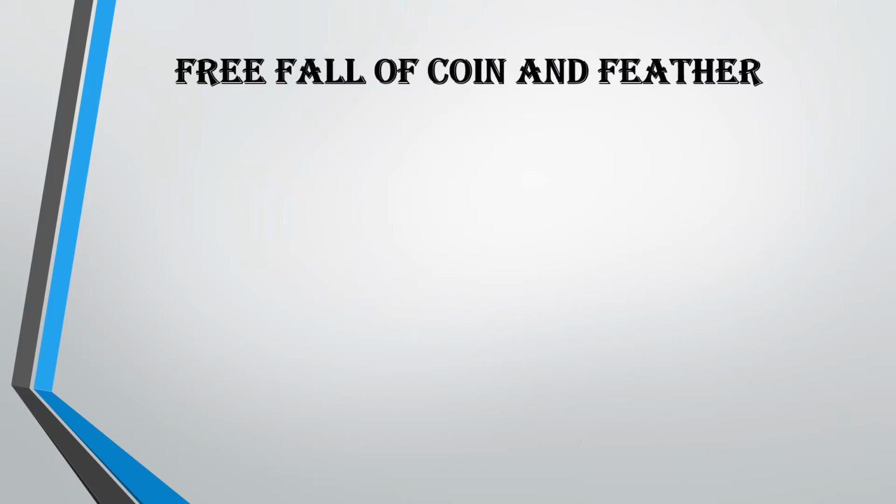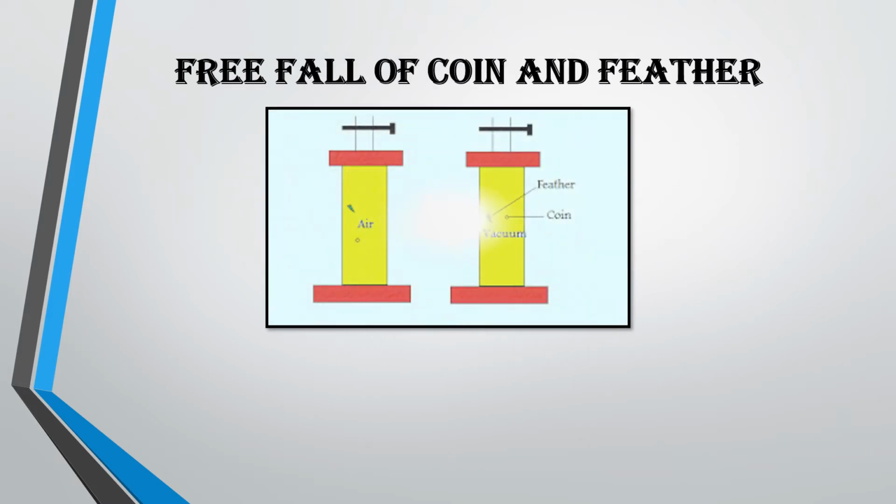Now let's see free fall of a coin and a feather. Here in the image you can see that two tubes are taken, and in one air is filled and in another vacuum is filled. In them a feather and a coin are dropped from the same distance, and at what pace, at what force or at what velocity both the things fall is being recorded and the observation is taken. Now inertia plays an equally important role in this.